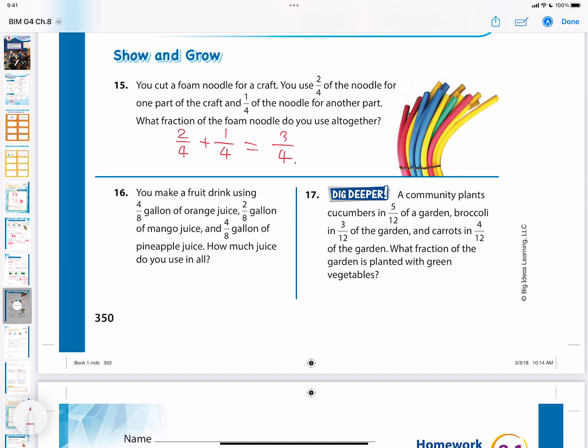Now you make a fruit drink, number 16. You make a fruit drink using 4 over 8 gallon of orange juice and 2 over 8 gallon of mango juice and 4 over 8 gallon of pineapple juice. How much juice do you use in all? Now 4 over 8 and 2 over 8 and 4 over 8 again. That's what? 10 over 8 gallons of juice.